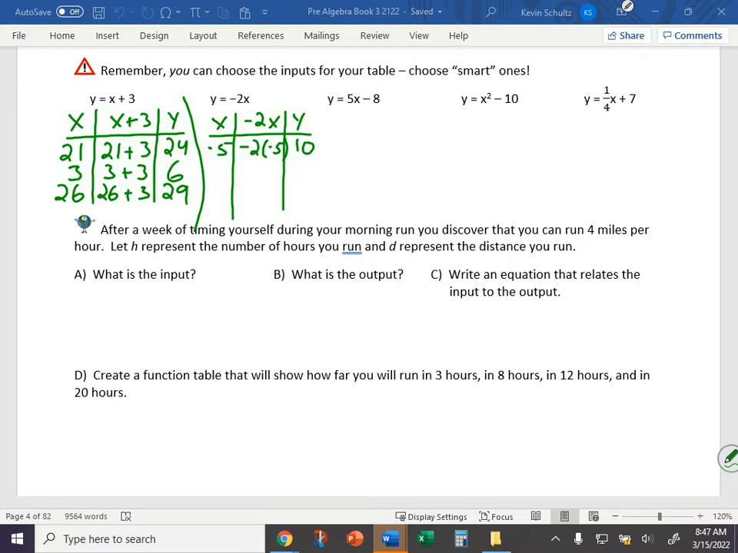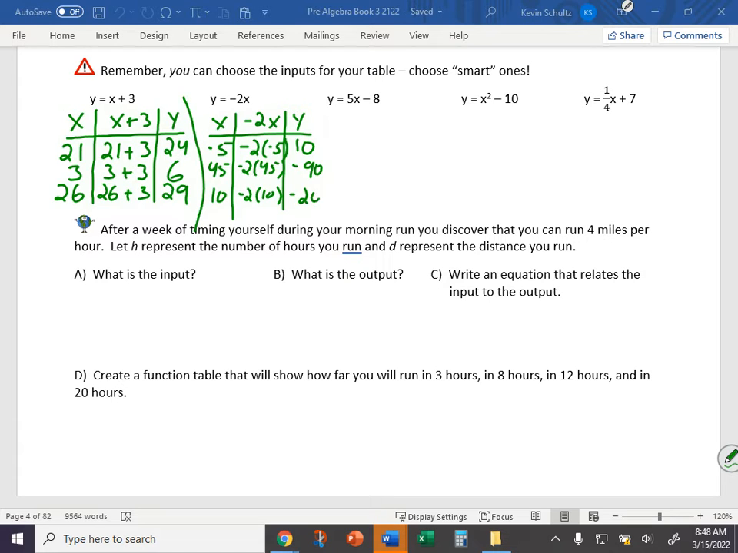Okay? What would you like to test? Tony? 45. Okay? Negative 2 times 45. What do we get? What's our output? Cade? Negative 2 times 45. Negative 90. Okay? One more. Dayton. Pick a number. 10. Lovely. If x is 10, negative 2 times 10, the output would be negative 20.